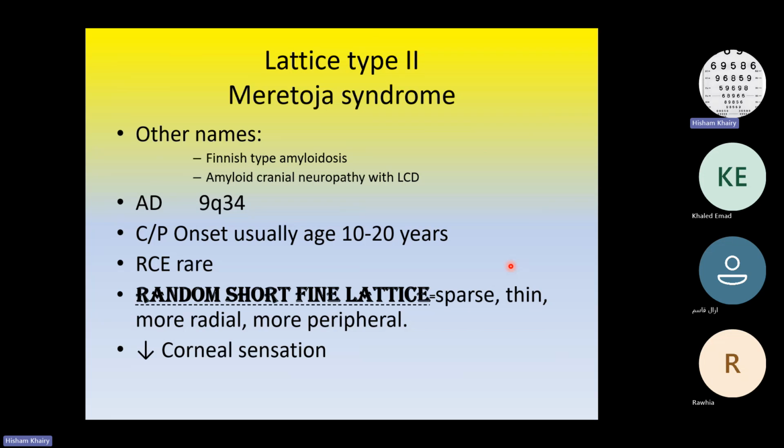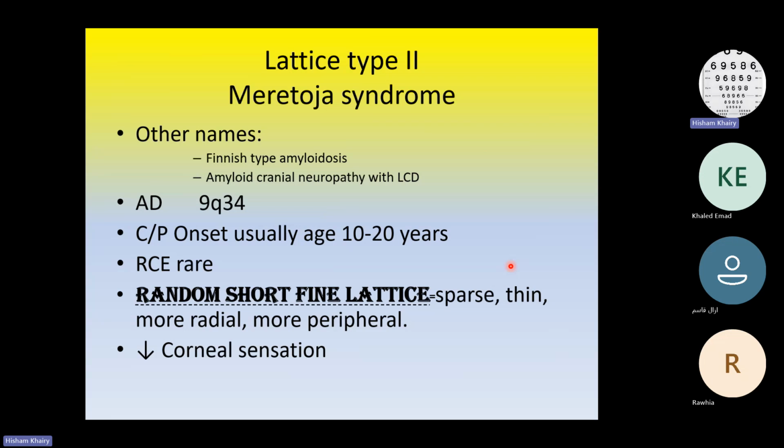So lattice type 2, which has some other names, may be associated, as an exception among corneal dystrophies, with systemic findings like amyloid cranial neuropathy. It is autosomal dominant. It has been located to chromosome 9, long arm, position 34.